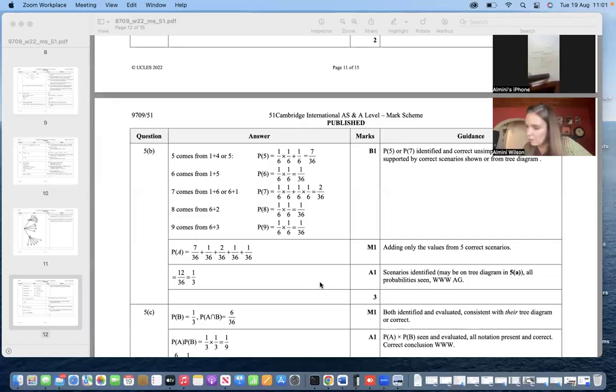Then to get a 9, which is still part of our probability, it's 1 over 6 times 1 over 6. So this is actually what I want you to do: take all of these, add them together, and then we will see if we match with the memo. Yeah, that gives me 12 over 36, which gives me 1 over 3. Okay, let's do the next question.